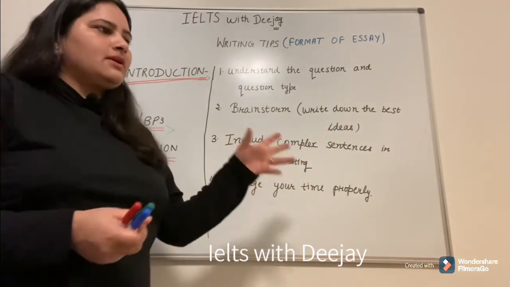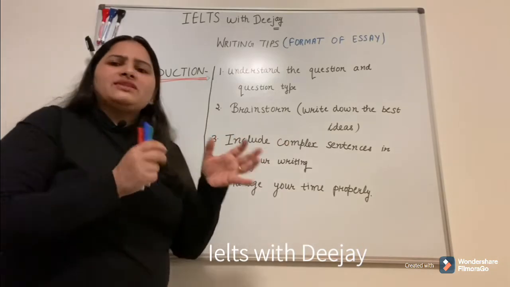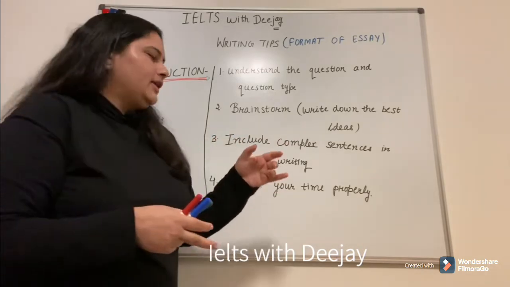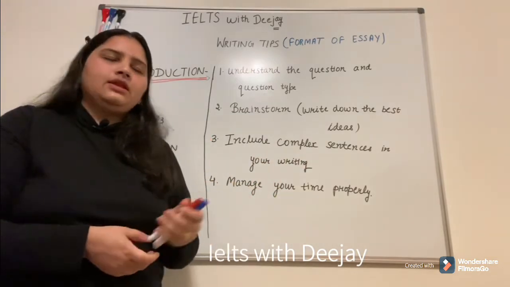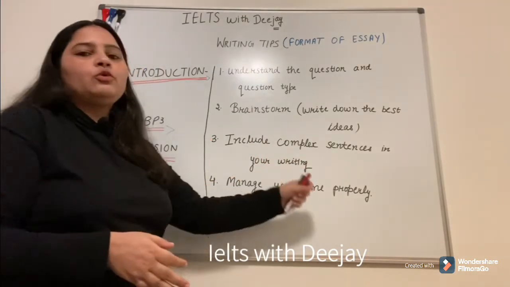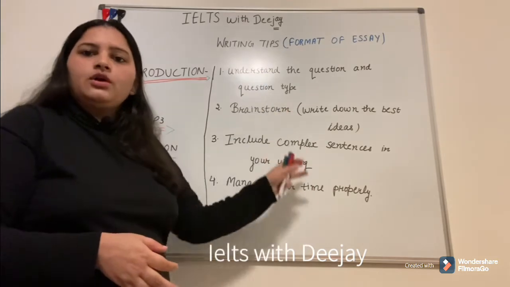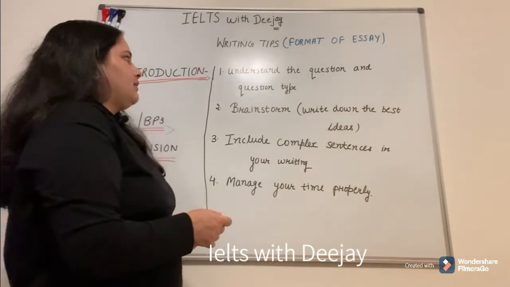Like if you think some words are too simple, we can omit them. For example, if you are writing good, you can write something else. The basic vocabulary can be changed in the proofreading section. So this is how you complete your essay.